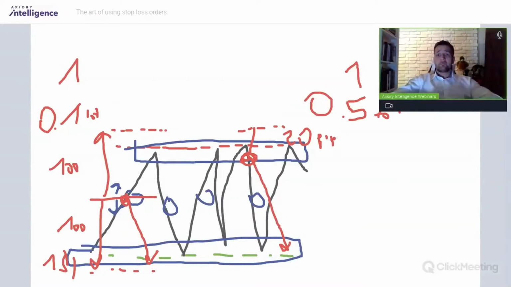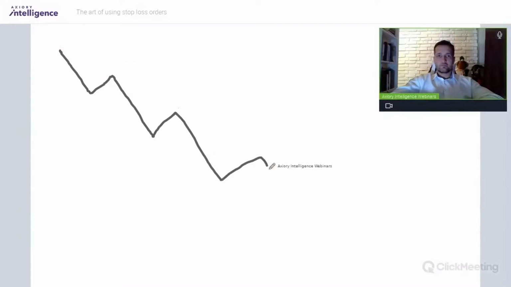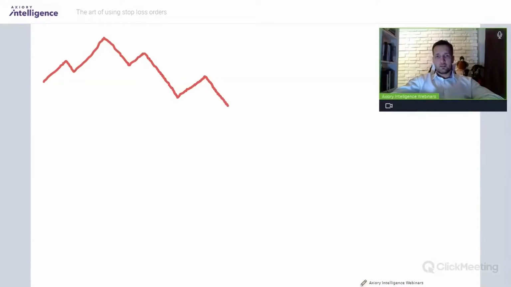So now, let's go through this knowledge that you already have from the previous webinars. Let's deal with the art of placing stop loss orders. So first, resistances. Or like this. There is a head and shoulder pattern. Price drops, and you decide to sell here.